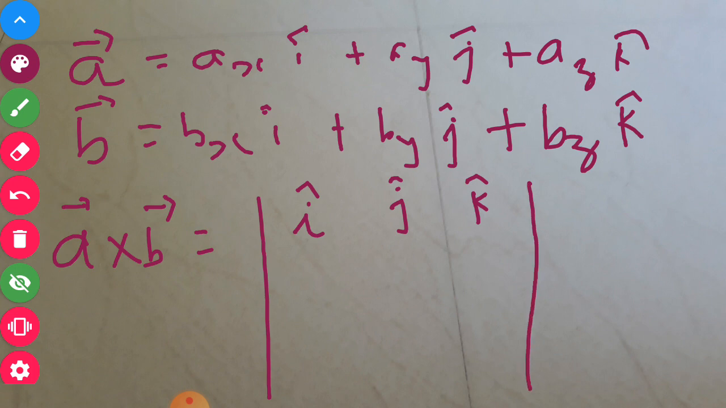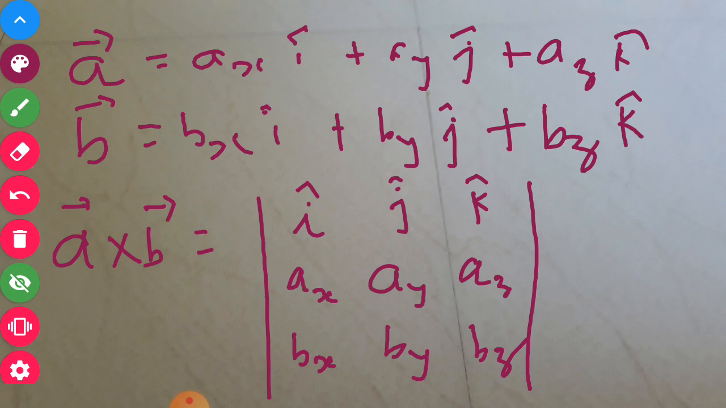This you will study in your mathematics. You write the x component here, that of a, that is ax, ay, az. Here we have to write bx, by and bz. This determinant, if you open it, then you will get the answer for the resultant vector which we get after a cross b. Now how to open this? That is a trick which is given here.